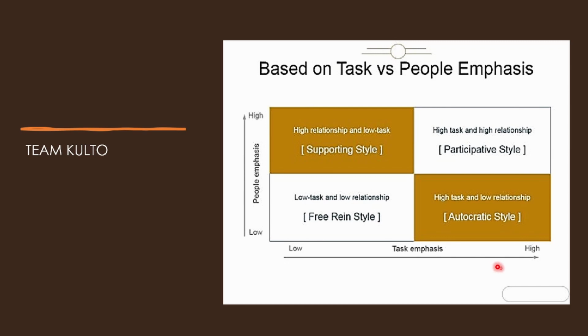On the other hand, if you go towards high task and high relationship, participative style, that is more on the high task emphasis. Also, if you go to high task and low relationship, that gears towards the task emphasis, because you are autocratic. Because high task and low relationship, that's on high task emphasis na.